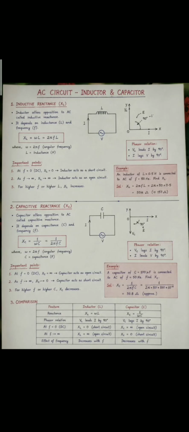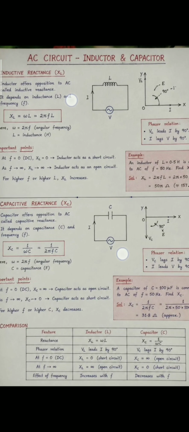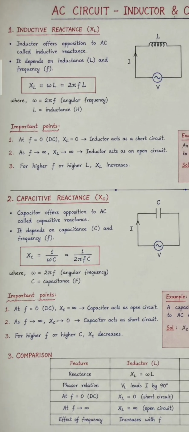And next is the AC circuit containing a pure inductor and capacitor. Inductive reactance means the opposition an inductor offers to AC, called inductive reactance. It depends on inductance L and frequency f. XL is directly proportional to omega L, which is 2 pi fL, where L is the inductance. The SI unit is Henry.